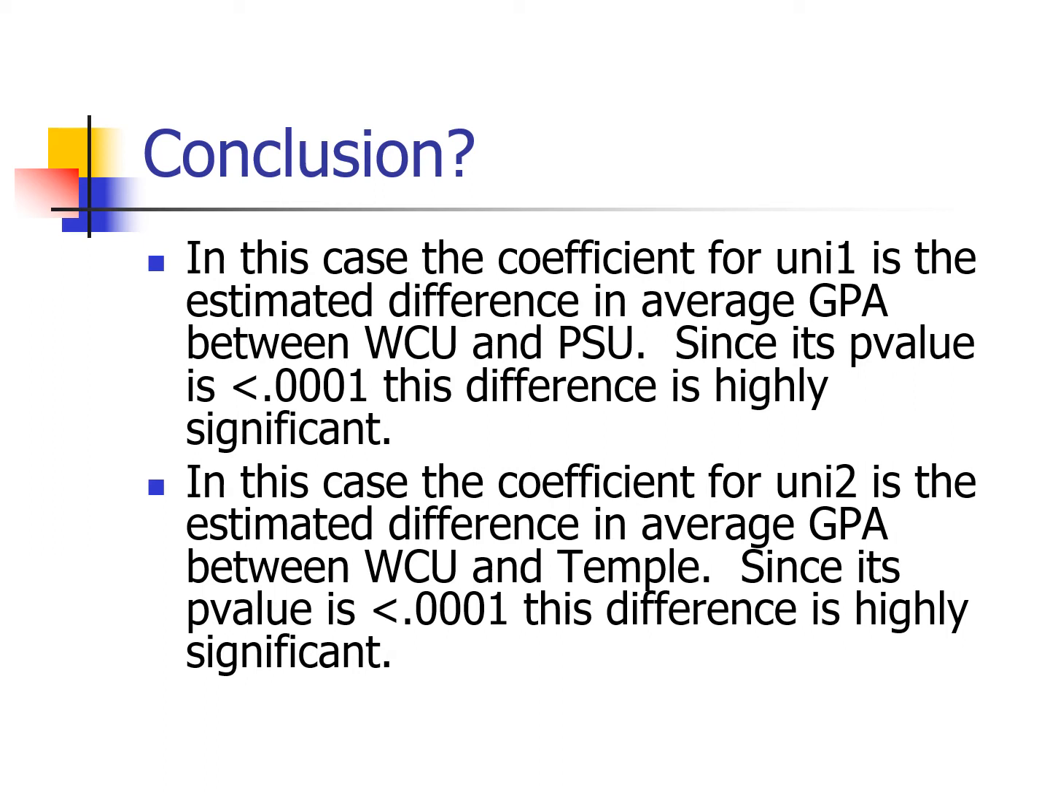Similarly, the coefficient for Uni 2 is the estimated difference in average GPA between Westchester and Temple. It's also highly significant, indicating, right, that there is, in fact, a significant difference in GPA between the two universities.